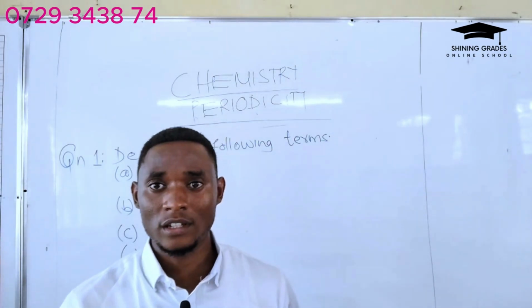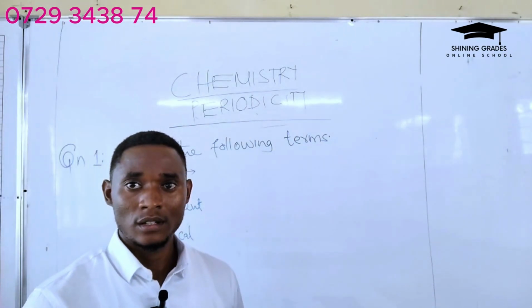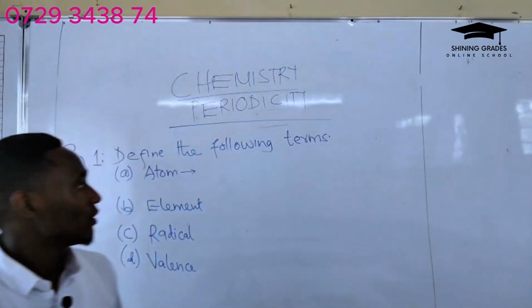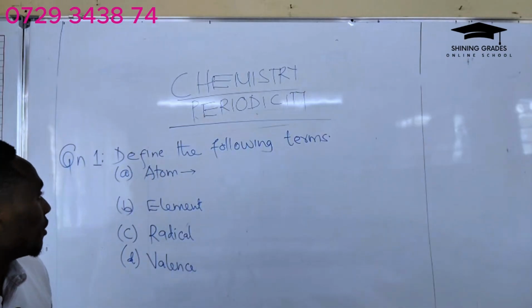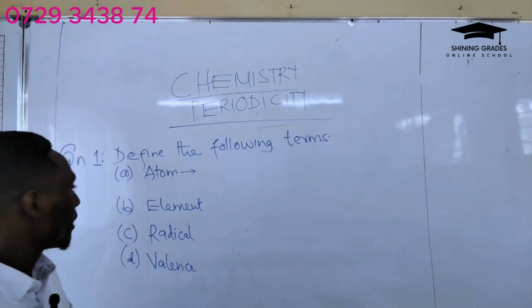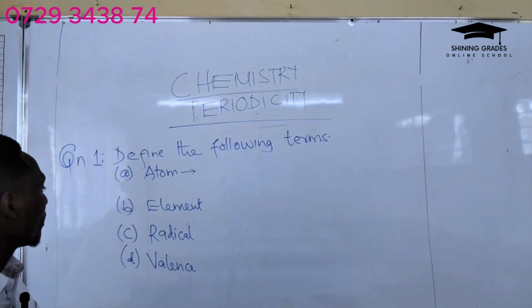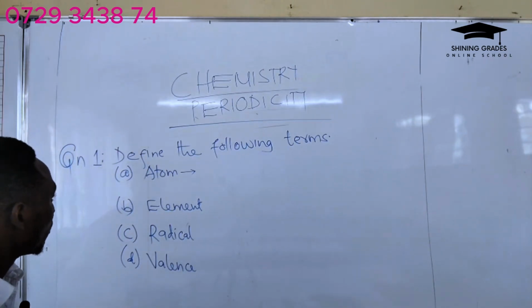Today, I'll be taking you through chemistry topical questions, specifically questions on periodicity. So let's start the first question. Question number 1. Define the following terms. Number 1, an atom. So what is an atom?